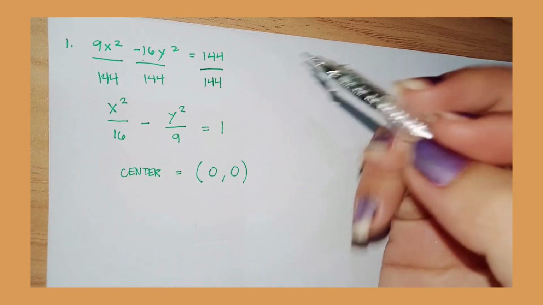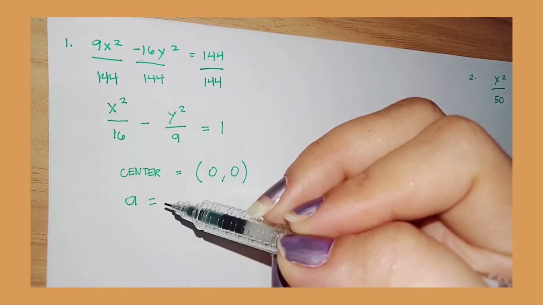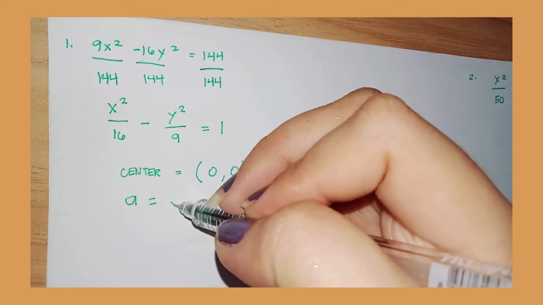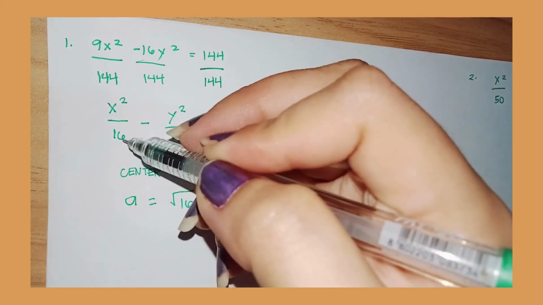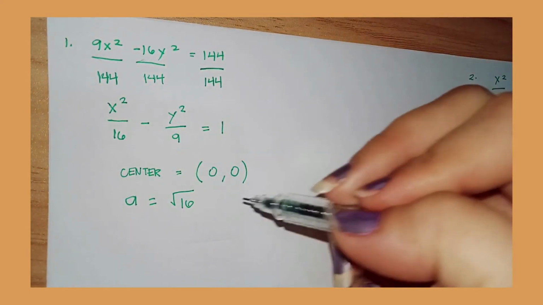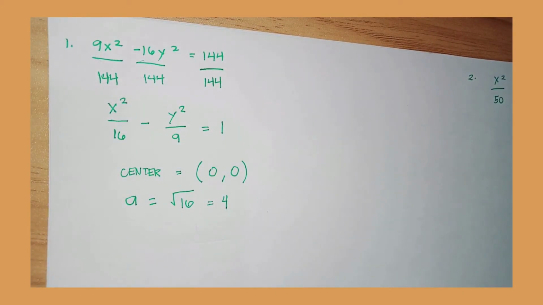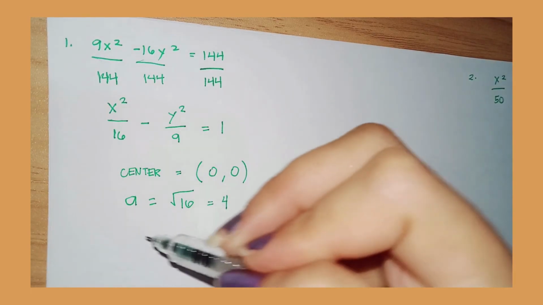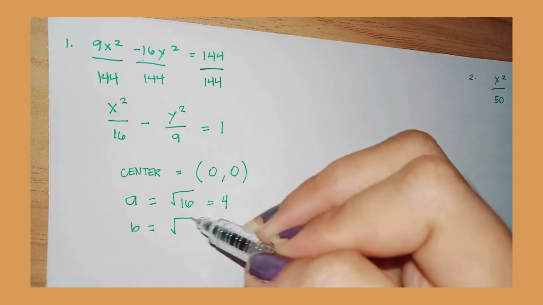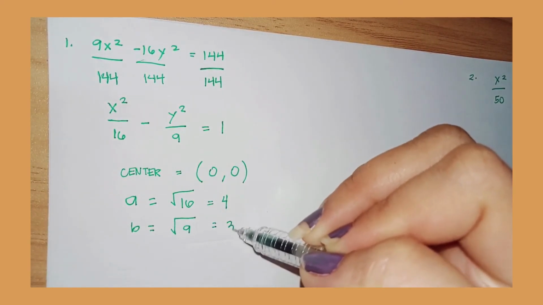Next, let's find the value of a. What is the value of a? That is the square root of 16. We take the square root of 16. The answer is 4. So that is the value of a. Next, let's find b. To get b, we take the square root of 9. Square root of 9, that is 3.